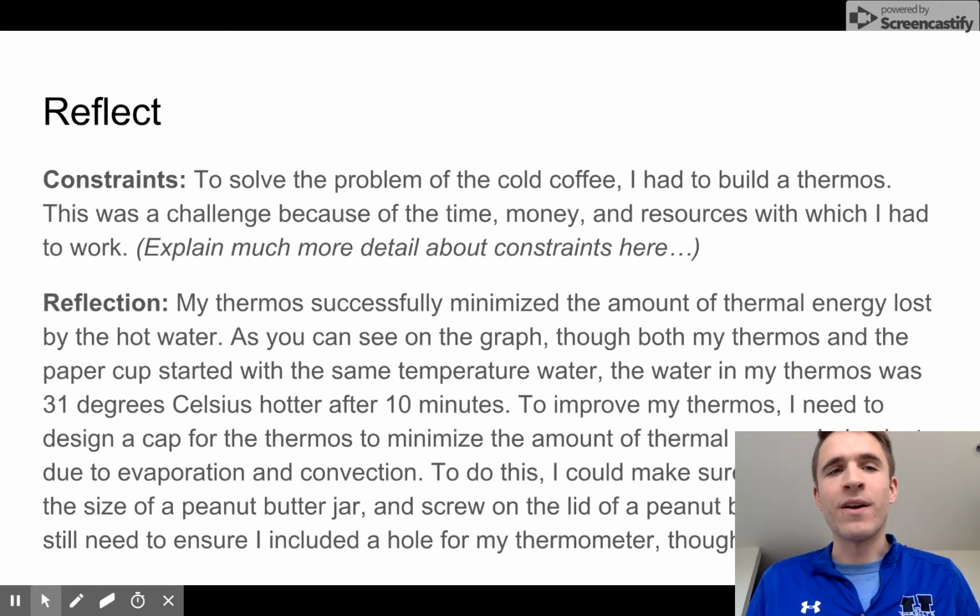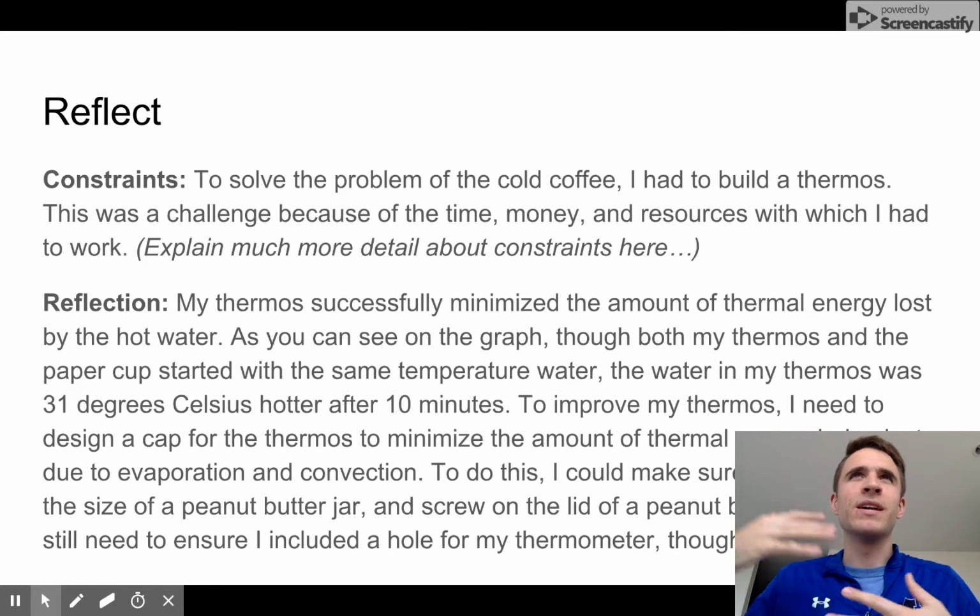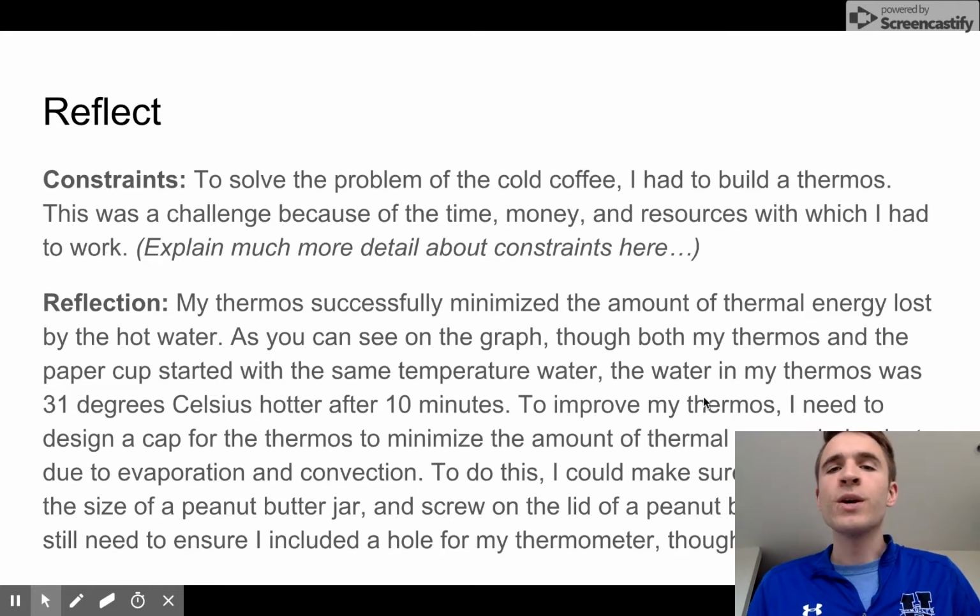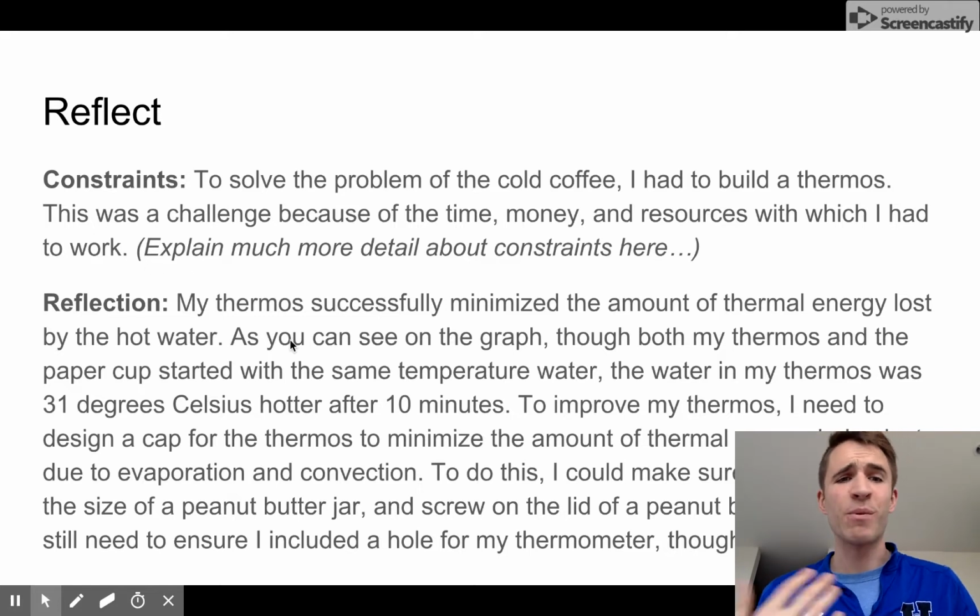So that's a constraint, right? It's a challenge. It comes between me and making the ideal perfect thermos, right? So here you can describe your constraints, okay? For reflection, I'm going to talk about what I could do to make it better.